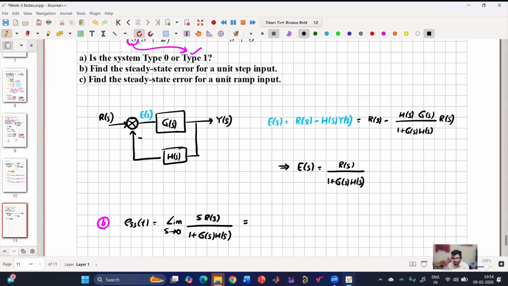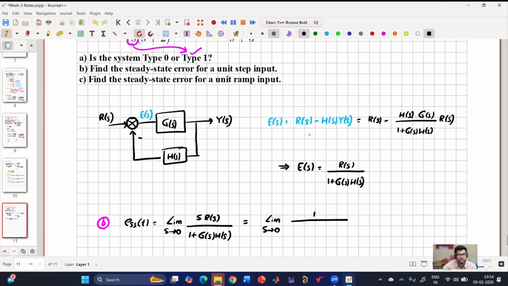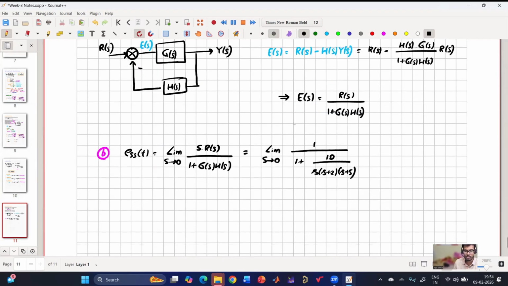1 by s. So 1 by s and s will get cancelled. Limit s tending to 0, we have 1 by 1 plus G of S into H of S, which is 10 by s into s plus 2 into s plus 5. So what is the steady state error in this case? If I substitute s equals to 0, what will I get?